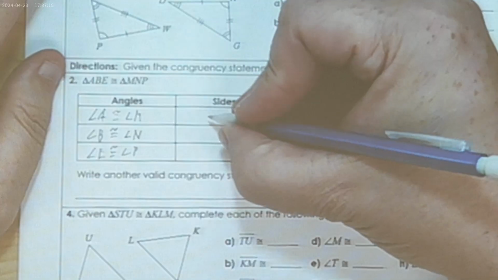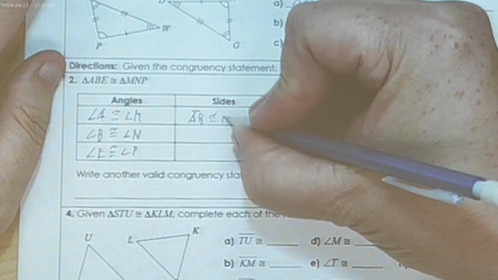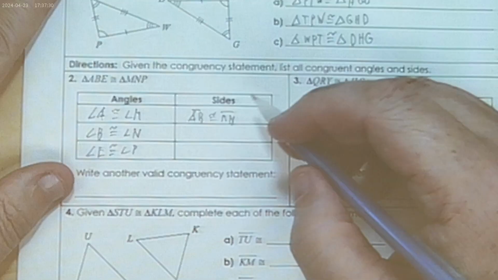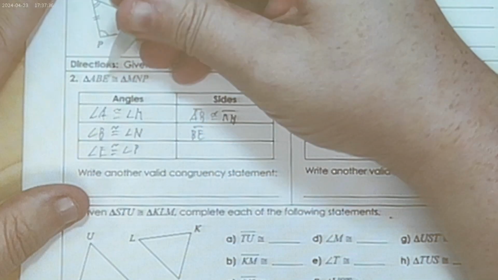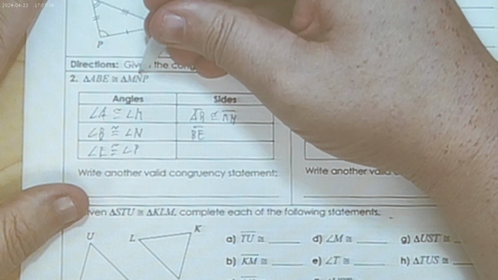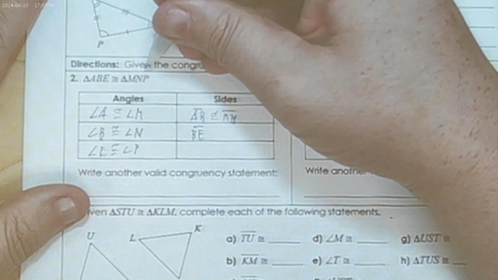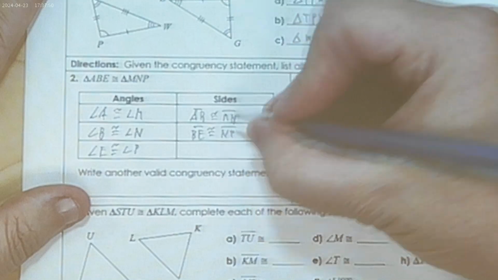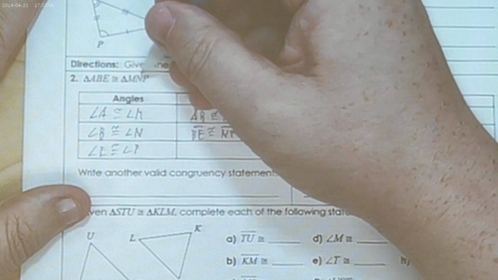So for the sides, I've got side AB is congruent to side MN. And notice how I don't even have a drawing, and I'm using the congruency statements in order to construct the sides that I know are related to each other. So I've got side BE, going from point B to E, and that's going to be related to NP because where B is, N is, and where E is, P is. So NP, and by the same token, EA is to PM.